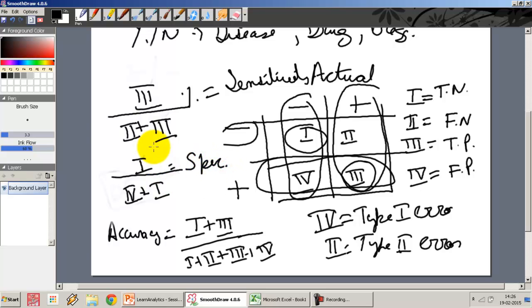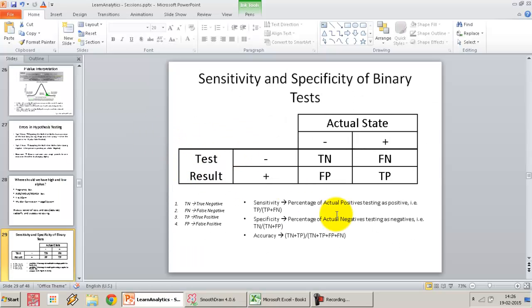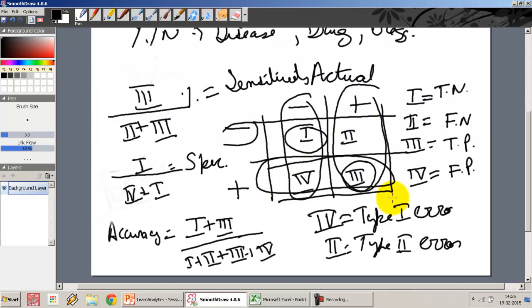So again, a quick recap. By sensitivity, we mean percentage of actual positives testing as positives. So true positive divided by true positive plus false negative. Specificity, percentage of actual negatives testing as negatives, i.e. true negatives divided by true negative plus false positive. And we've already covered a 2 by 2 contingency matrix where the test result is either negative or positive, and the gold standard, the person is actually negative or positive for that particular condition as well.